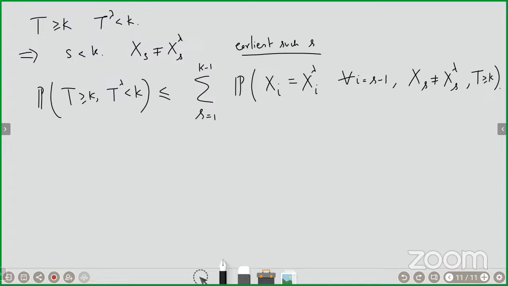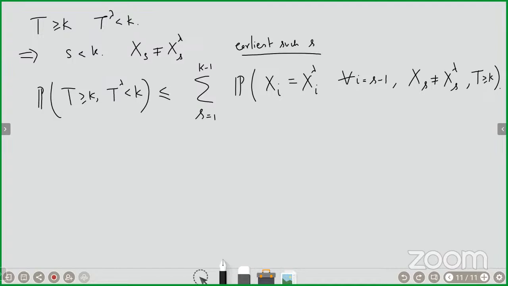k plus one? Why not k? Because t is strictly greater than k, right? So if I tell you the history up to k minus one, will you be able to identify it completely? No. When I'm saying t is greater than k, and if I tell you the history up to k minus one, you should be able to tell me. It's a complement event, right?